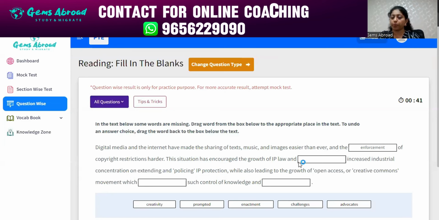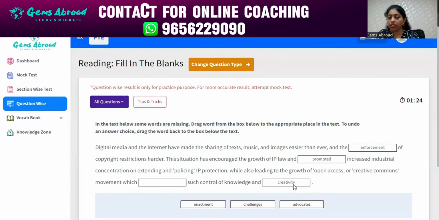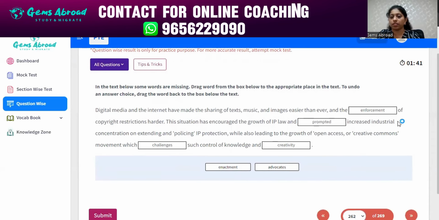This situation has increased the growth of IP law and dash increased industrial concentration on extending IP protection policy. Because of this situation, the growth of IP law is a positive word. So when a positive word comes, we need a blankly positive word, encouraged and prompted. Increased industrial concentration on extending IP protection policy will also lead to the growth of open access or creative commons movements, which challenge such control of knowledge and creativity. 'And' is a connecting conjunction that connects two similar types of phrases. The related words are knowledge and creativity, singular and plural, which advocates challenges, which challenges such control of knowledge and creativity.